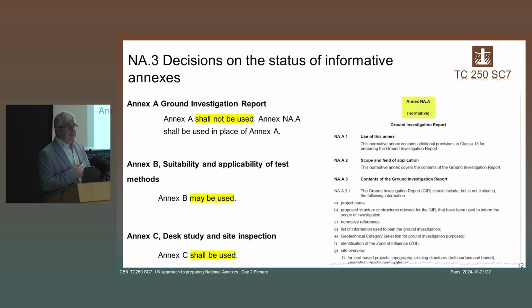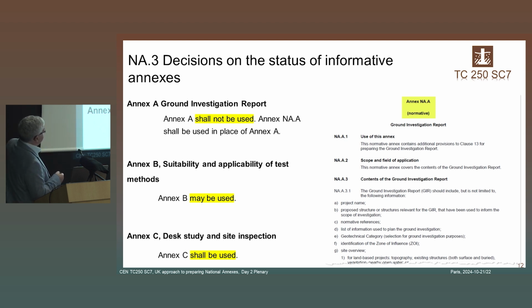When it comes to the informative annexes, it's a little bit trickier than I was expecting. As you know, most of our annexes are informative, and we have the option to make them normative, we've got the option to keep them informative, and we've got the option to cancel them completely or replace them. So there's actually 4 options.